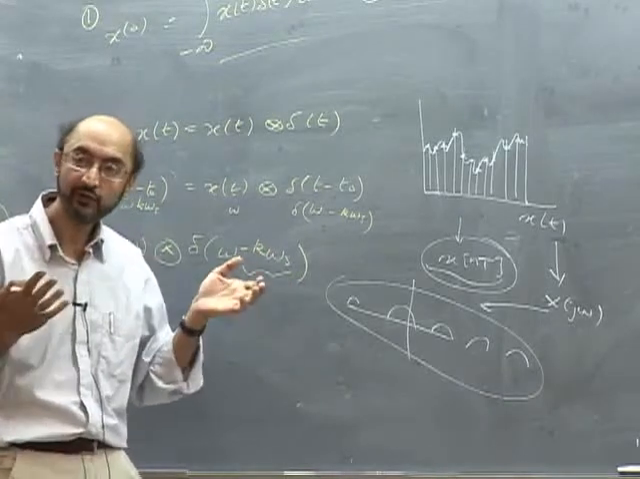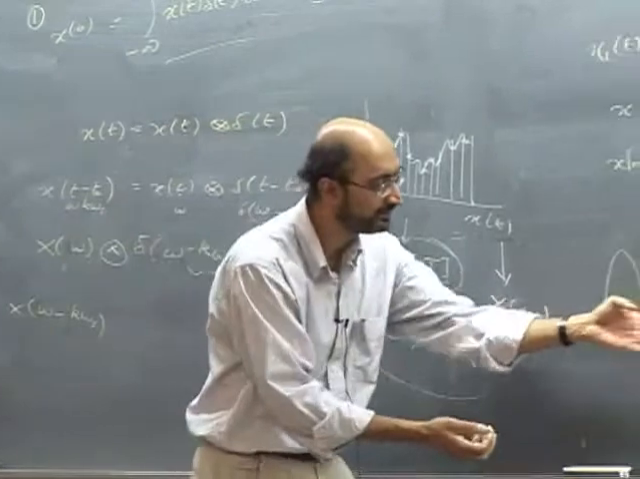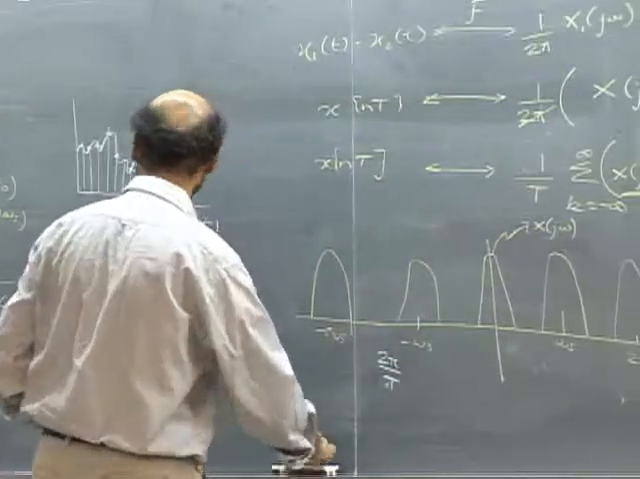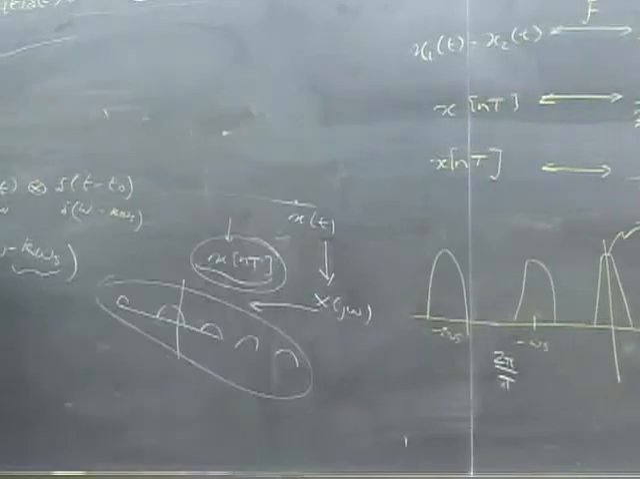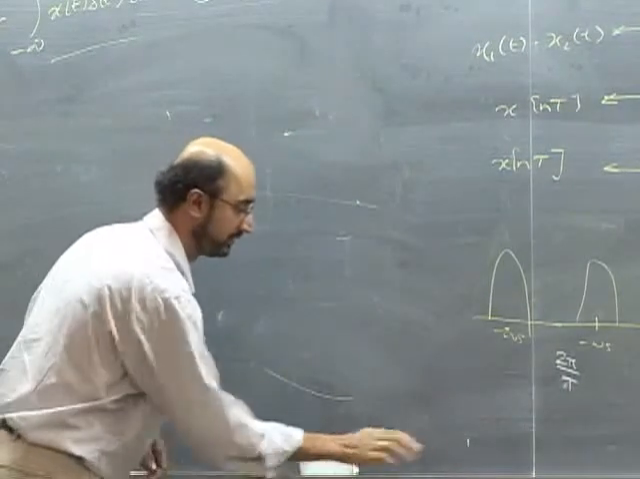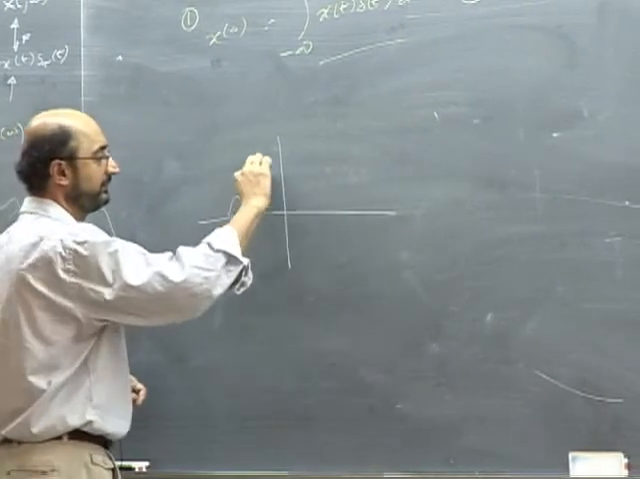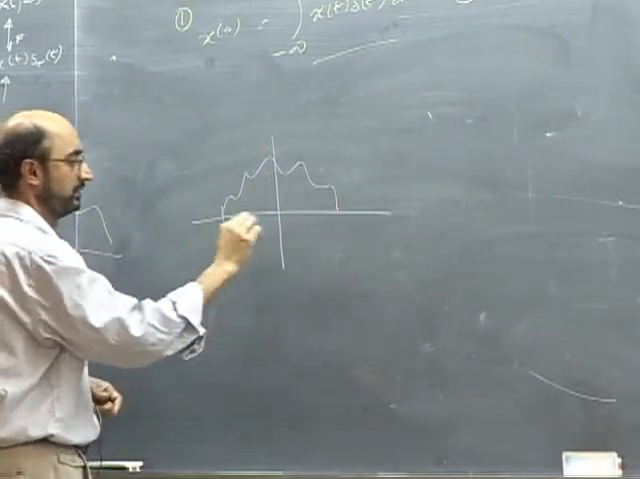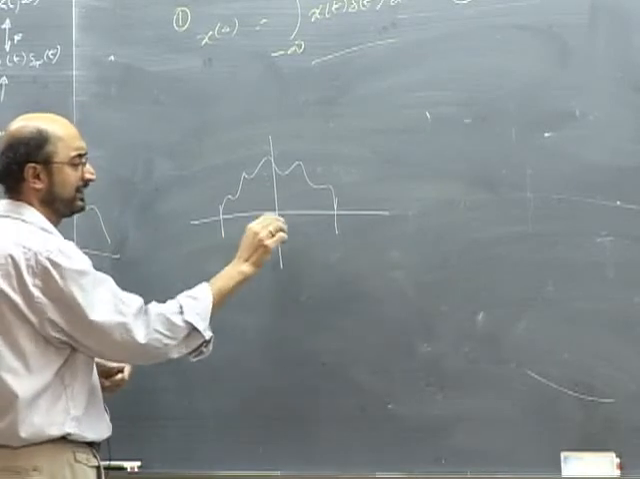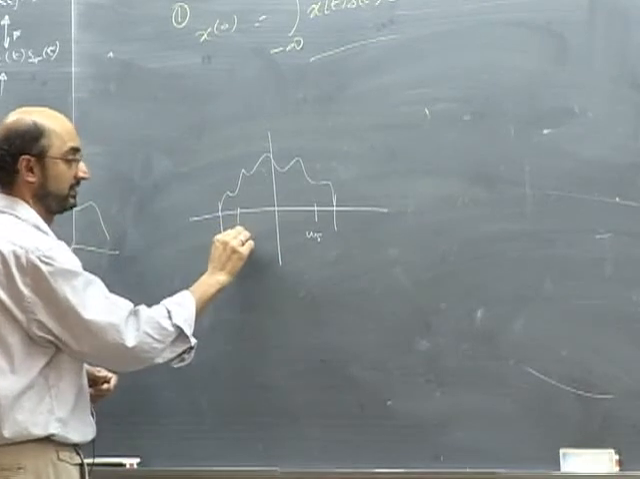I've sampled it, and I want to say, okay, give me back the original X of j omega. Everything is fine if it is like this. But what happens if I have another situation like this? Let's say that X of j omega looks like this. Let me be more precise. So I have something like this, and let's say that omega s is over here, and this is minus omega s.